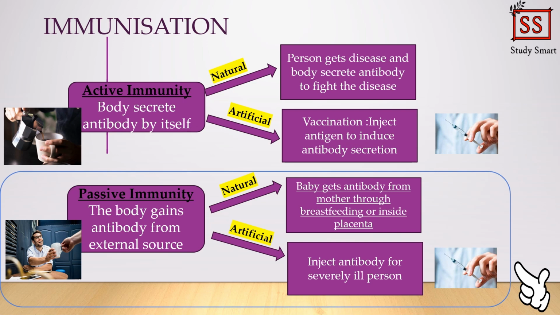And the second one we have is artificial passive immunity. So the artificial way of getting antibody from an external source is by injecting antibody into a severely ill person. So this is a way of getting antibody in an artificial way.